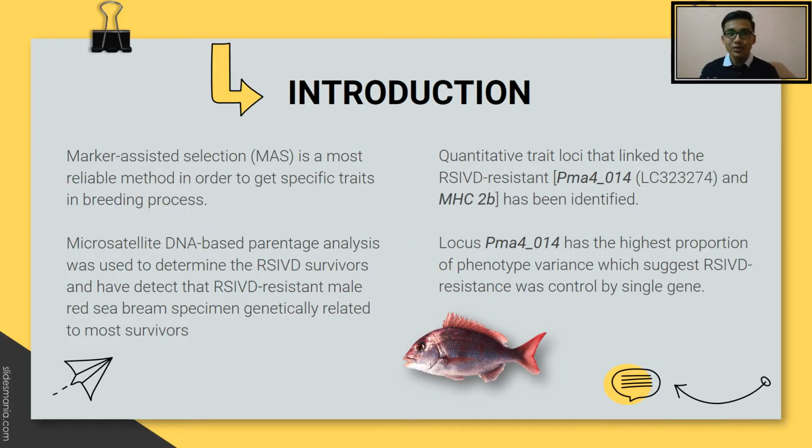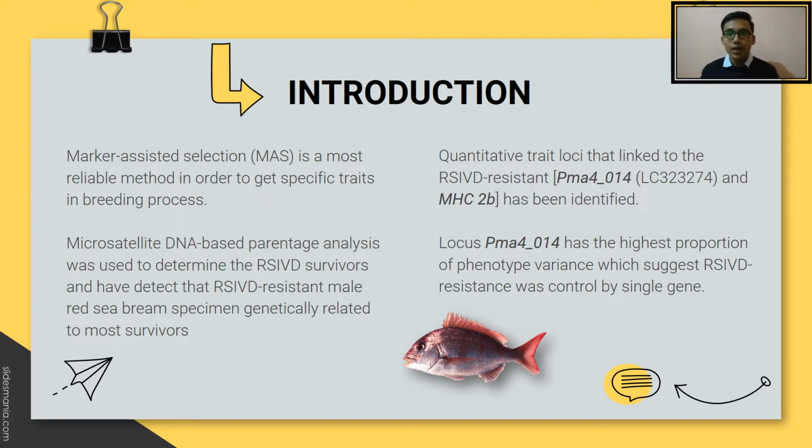For our introduction, marker-assisted selection (MAS) is the most reliable method in order to get a specific trait in the breeding process. MAS is the method that will be used in this topic. After that, microsatellite DNA-based parentage analysis was used to determine the RSIVD survivors, and it detected that the RSIVD resistant male Red Sea Bream specimen is genetically related to most survivors from the RSIVD outbreak.